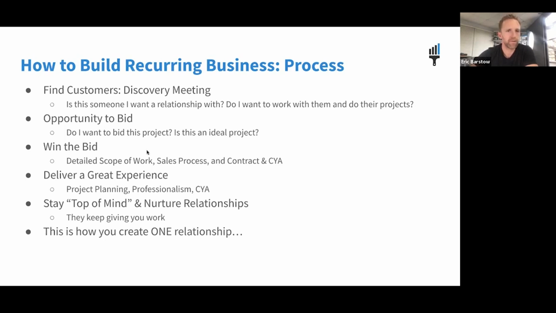Then we have this opportunity to bid. So once I find someone who has potential projects, they might not have one for me to bid yet, but at some point they will. And they're going to say, hey, Eric, I've got this project. Can you give me a bid?